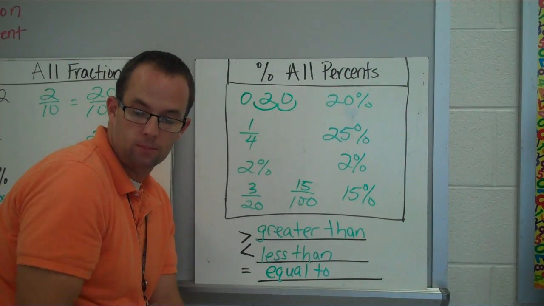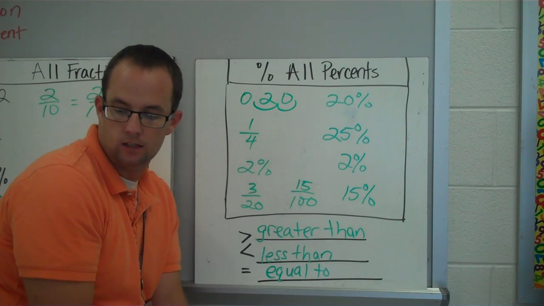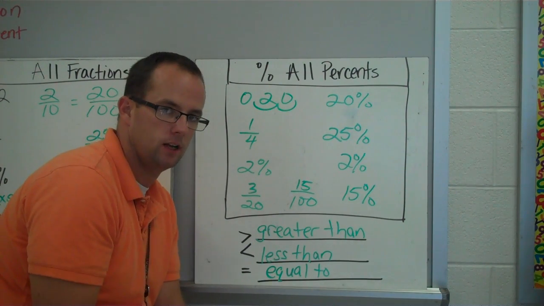Alright. Down at the bottom of the page, it's asking you to go ahead and put those 4 numbers in order, from least to greatest, ascending order. So go ahead and do that on your own.